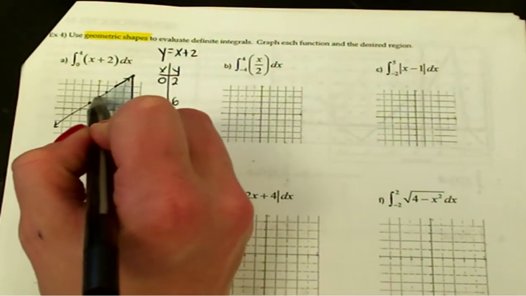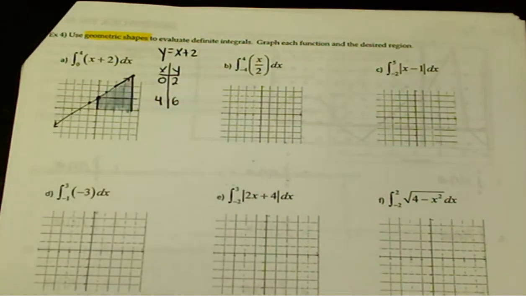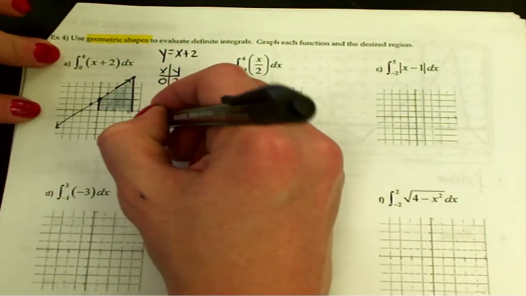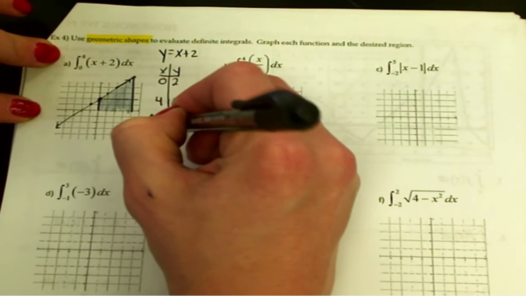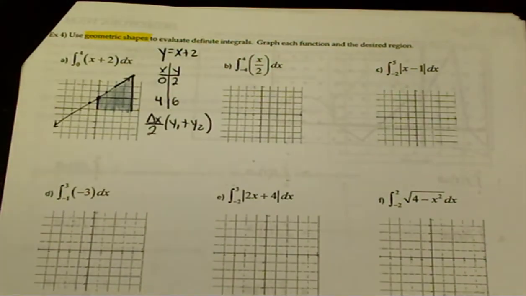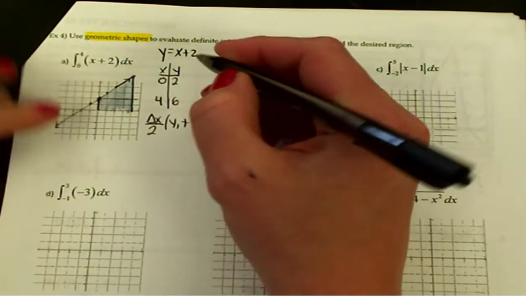Now, could you split this into a rectangle and a triangle because you're like, oh, I forgot the trapezoid? Yeah, sure. Okay, it doesn't matter, but you have to use area formulas. Okay, so I'm going to write down my trapezoid formula. And luckily I wrote down my 2 endpoints here, right? 0, 2, and 4, 6.